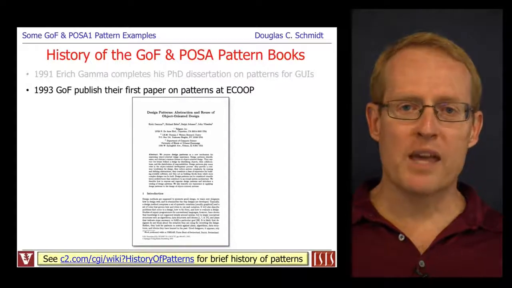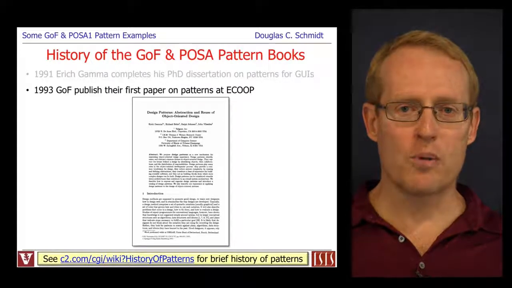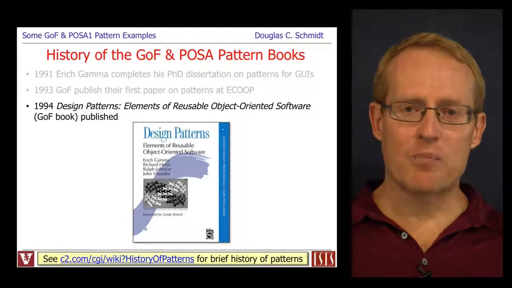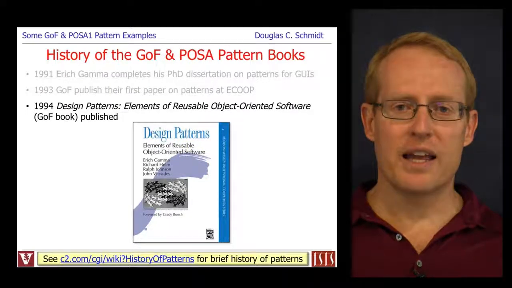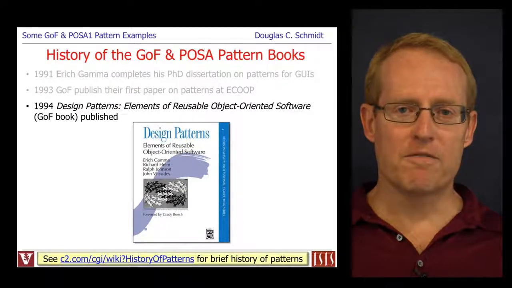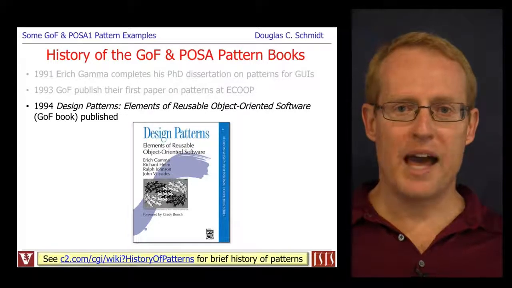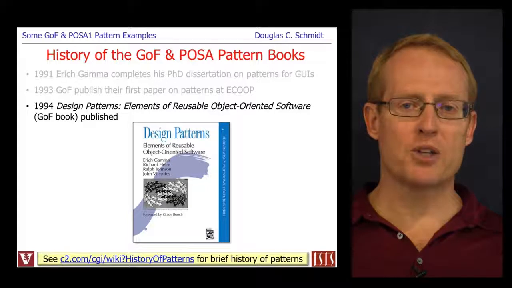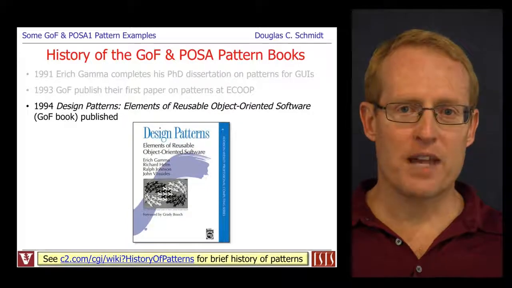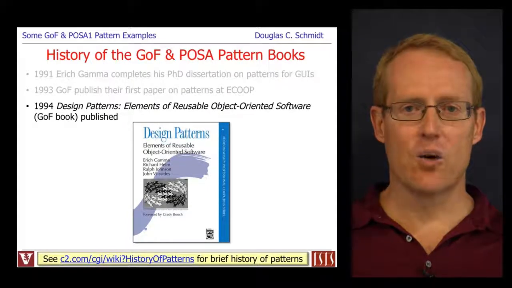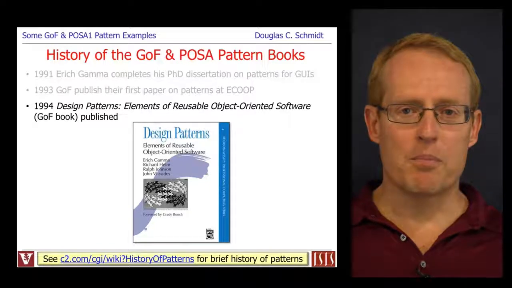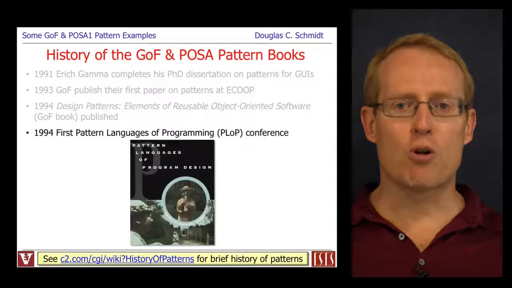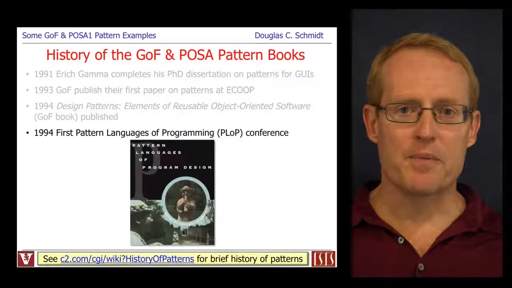Well, that paper was a big hit, and so they also began to work on a book. And that book was later to be published in the 1994 timeframe as the Gang of Four book. Right before the book was published, there was a conference held in Allerton Park, Illinois, that was called the Pattern Languages of Programs Conference, PLOP.